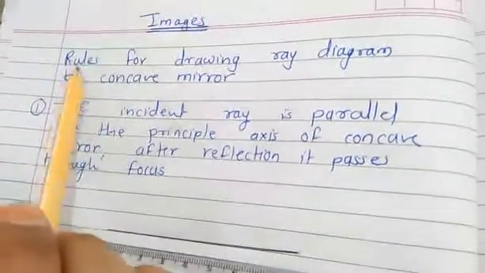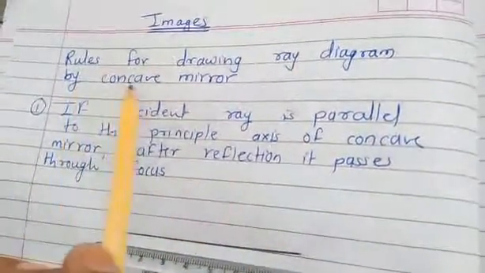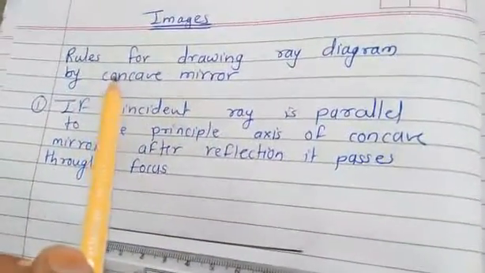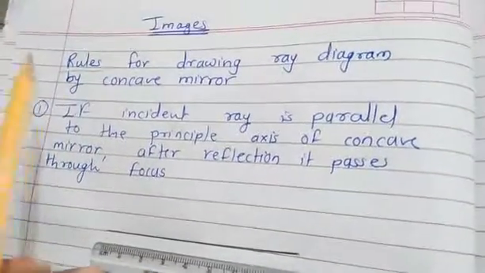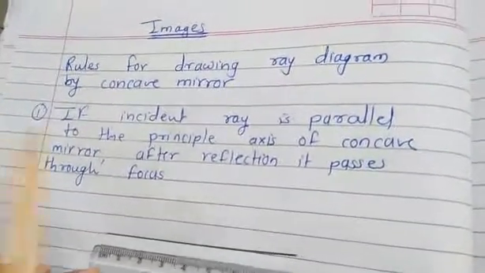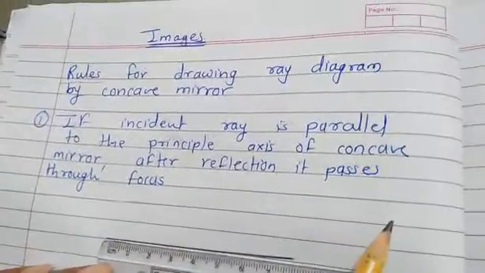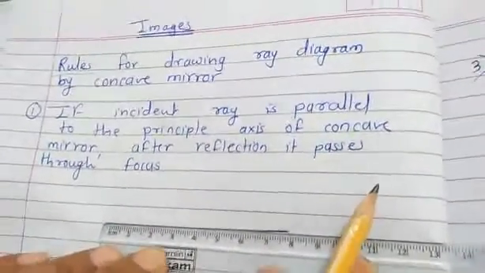Now we have to study the rules for drawing ray diagrams by a concave mirror. Means we have to draw the ray diagrams, but before that we have to study the rules. So there are 4 rules. So first of all, for studying the rules, what to do, we have to draw one simple diagram.